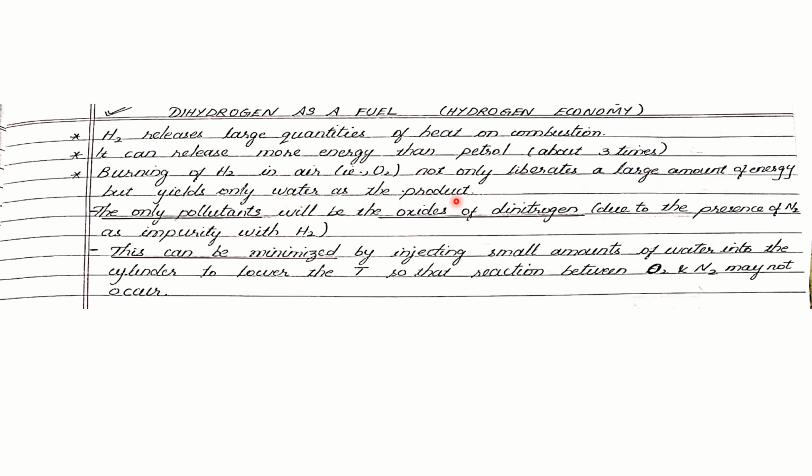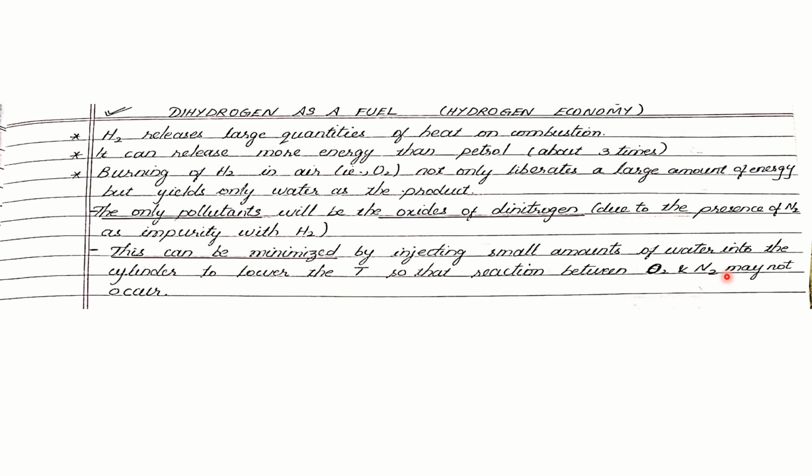So, the only pollutant that will be accompanied on combustion of hydrogen is the oxide of dinitrogen, due to the presence of nitrogen as impurity with hydrogen. However, we can minimize the formation of this pollutant by injecting small amounts of water into the cylinder in which hydrogen is stored, to lower the temperature so that reaction between oxygen and nitrogen may not occur.